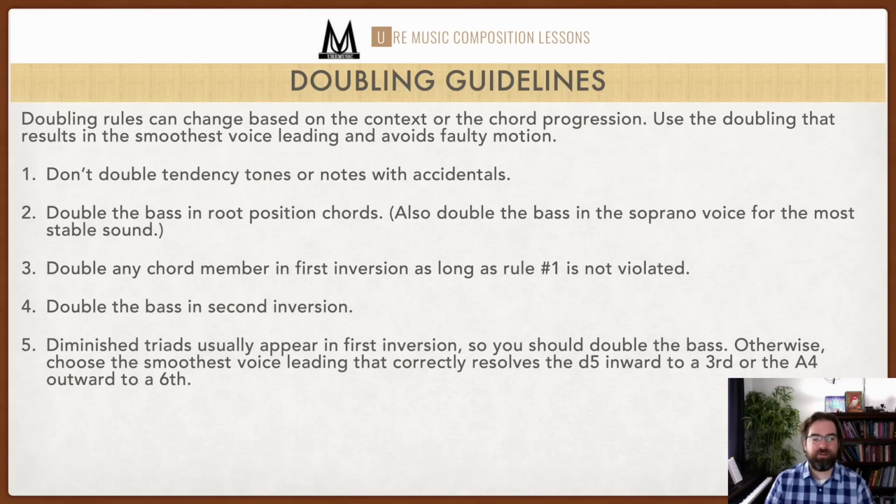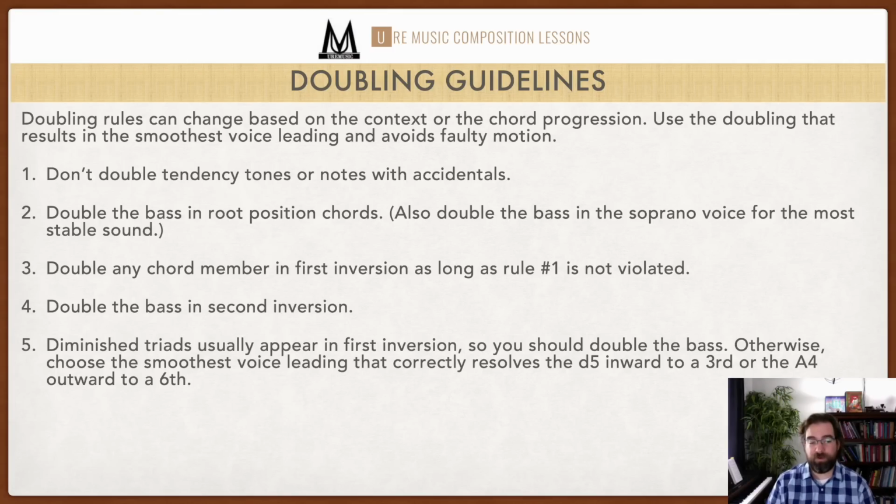For second inversion, we want to double the bass, and the reason for that is typically in second inversion, the only time you're going to see those would be maybe with a diminished triad or maybe with a cadential 6/4. You typically just want to double the bass for those second inversion triads. The last one, the diminished triad, they usually appear in first inversion, so you should double the bass note.